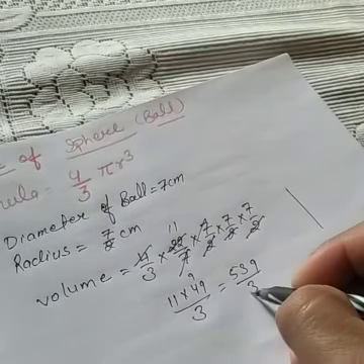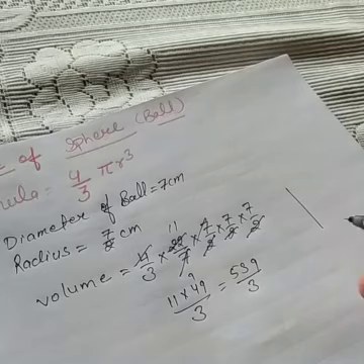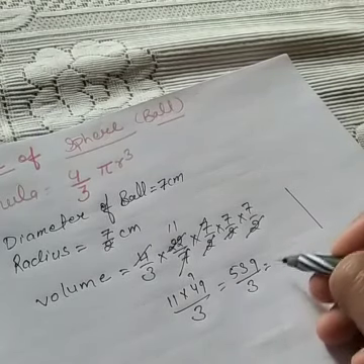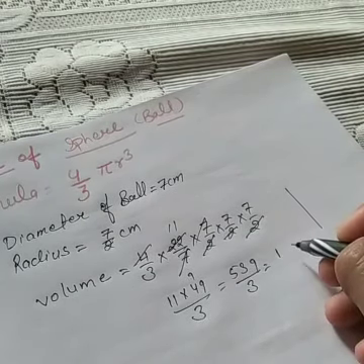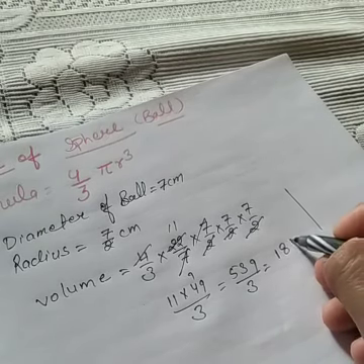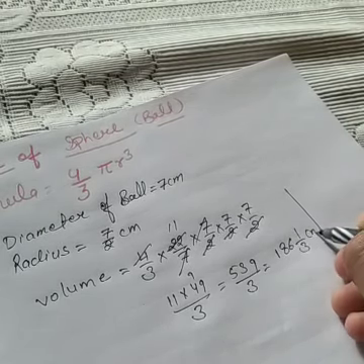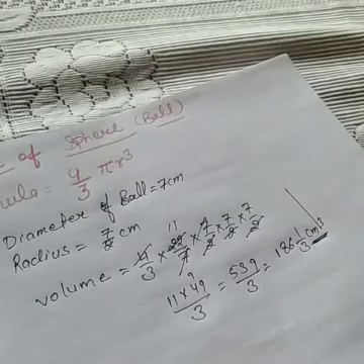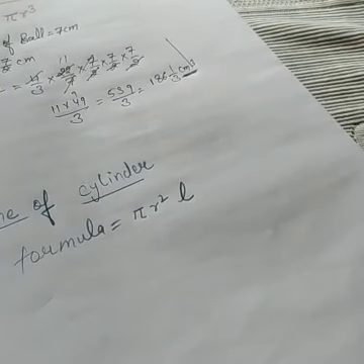3. It's like this, and then we have to always change it into a mixed fraction. 3 ones are 3, 8 times is 24, 6 times is 18, so 3 centimeter cube. You all know the unit is very important. Now the volume of a cylinder.